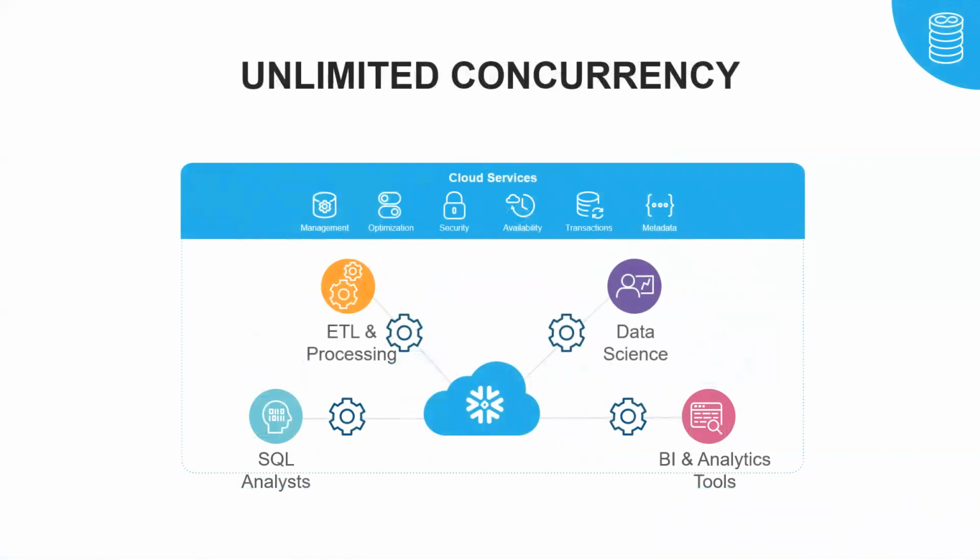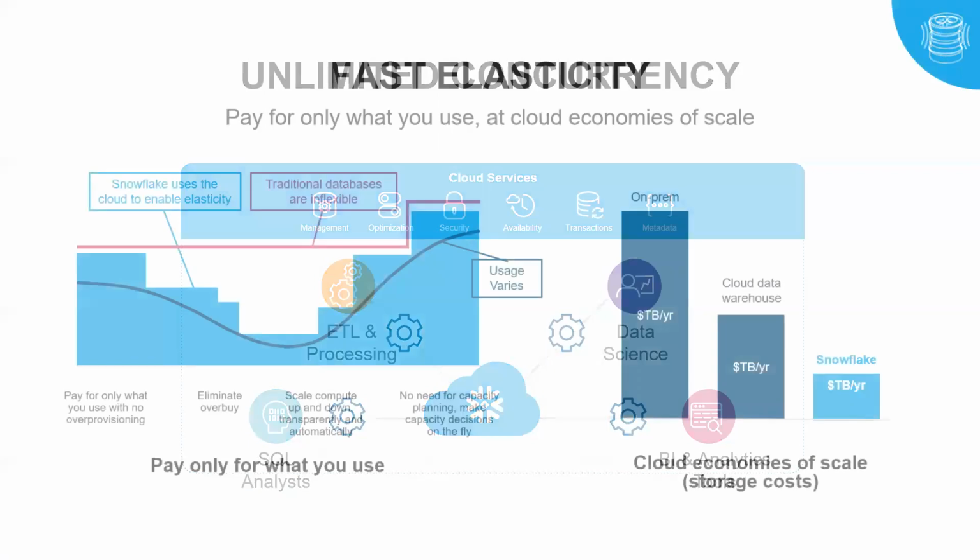You might say that the ETL and processing warehouse needs a lot of computing power, whereas the SQL analysts don't need as much. So you can set your ETL and processing to maybe a medium-sized warehouse, whereas your SQL analyst could be an X-small or small warehouse. That directly translates into the performance you get from those warehouses and also what you pay for them.